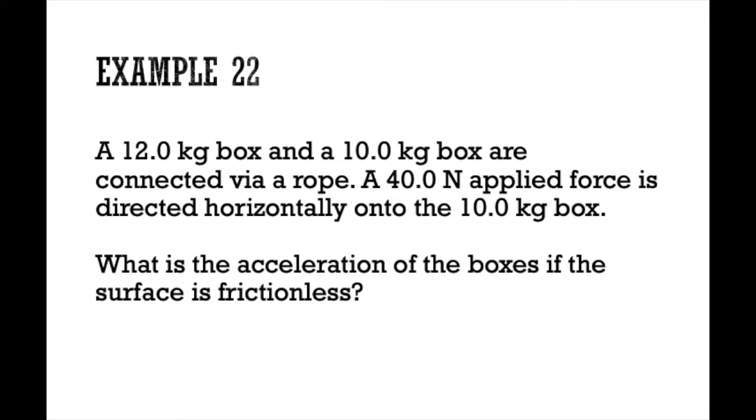Example 22: consider a 12 kilogram box and a 10 kilogram box that are connected via a rope. A 40 Newton applied force is directed horizontally onto the 10 kilogram box. What is the acceleration of the boxes if the surface is frictionless? All right, so it's going to look something like this.